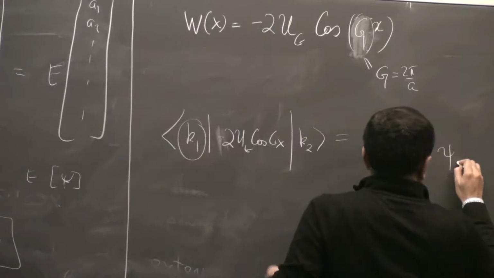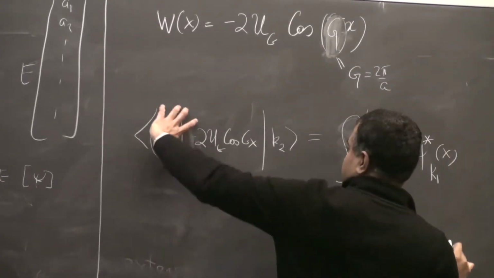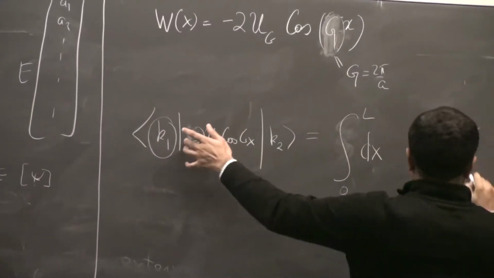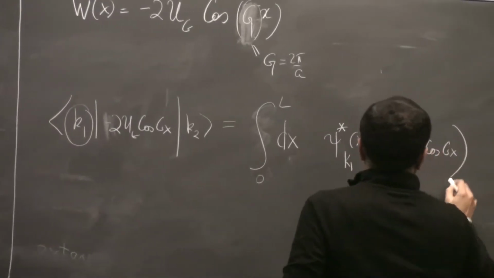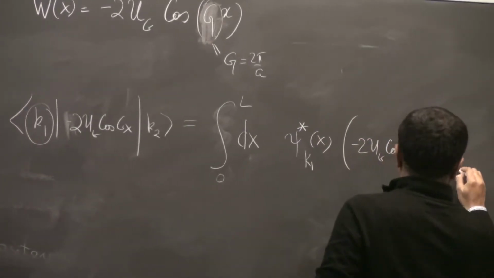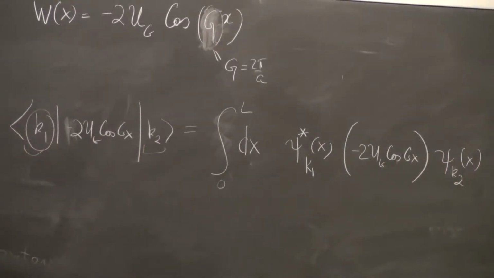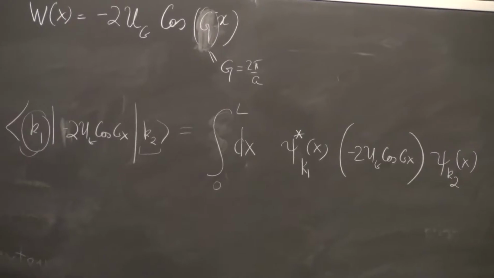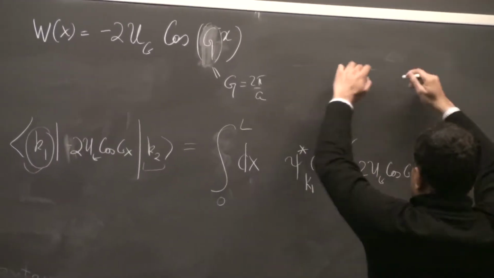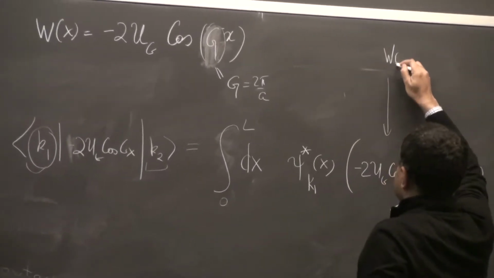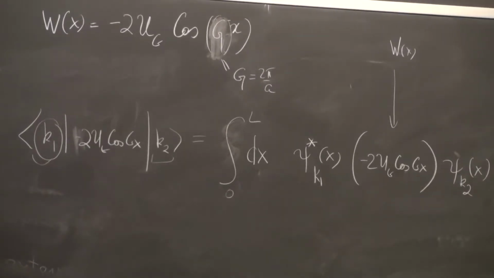And k1 would mean I take psi of k1, complex conjugate, with x. In between, I throw in my W minus 2 Ug cosine of Gx. And then on the right, I have psi of k2 of x, no complex conjugate. Does that make sense? That's really what we physically mean when we say matrix element. You take the wave functions of the k1, k2 states and plop in whatever you're trying to find the matrix element of in between, and integrate over all space. So that's the physical quantity.